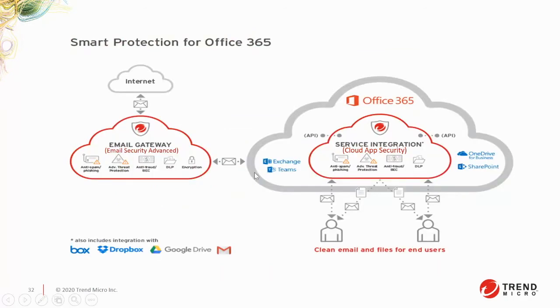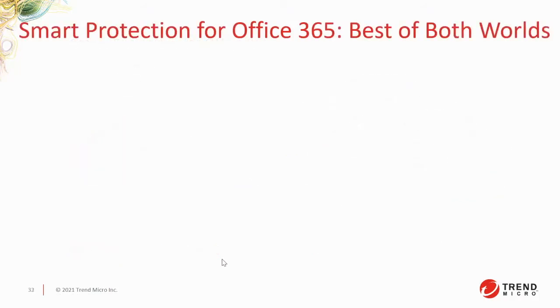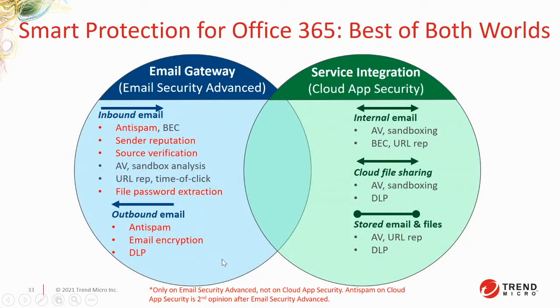So this is how it looks like. If the email is coming from a third party, it will go through our email gateway, Email Security Advanced, where we can filter the incoming email, sandboxing them as well. And also after that, we move it to the mailboxes, where through API integration, Cloud App Security can scan all the mailboxes and the cloud file sharing. Okay. So the combination will provide a complete email security protection for Office 365 and G Suite.